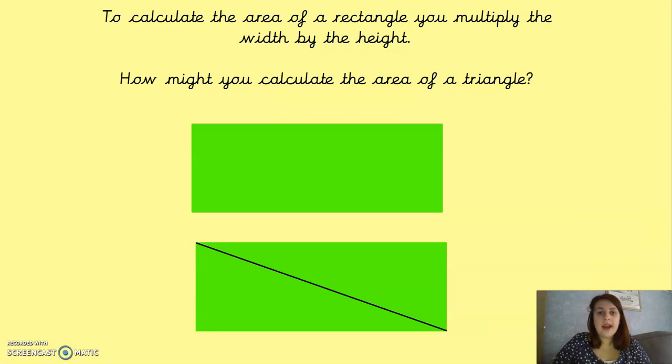Now, to calculate the area of a rectangle, you multiply the width by the height. We know that, we've done that. Rectangles, squares, you multiply the width by the height. So, how might you calculate the area of a triangle?